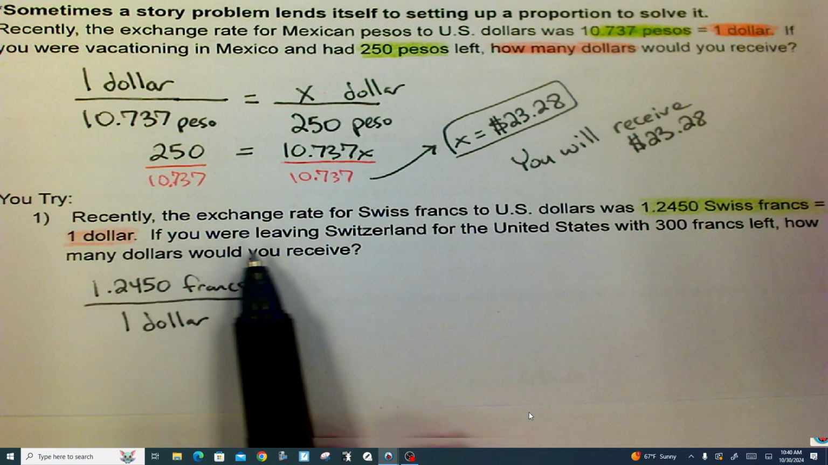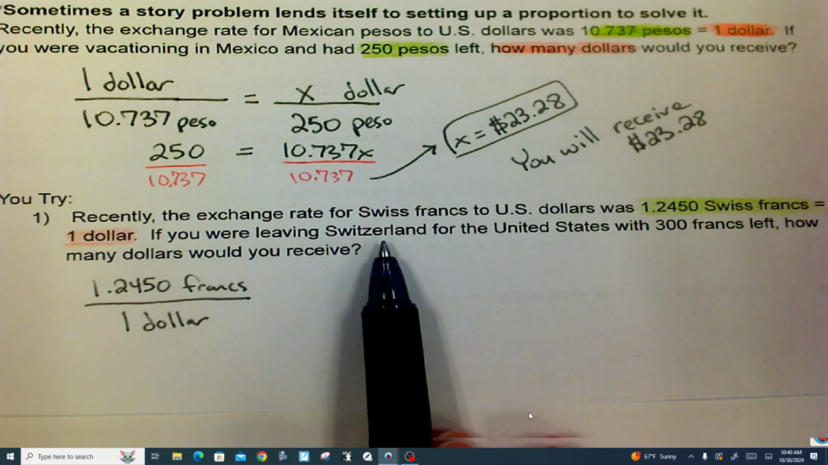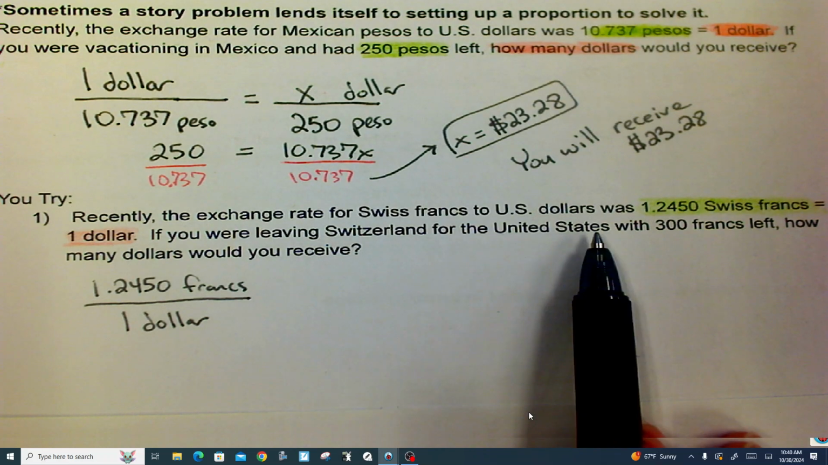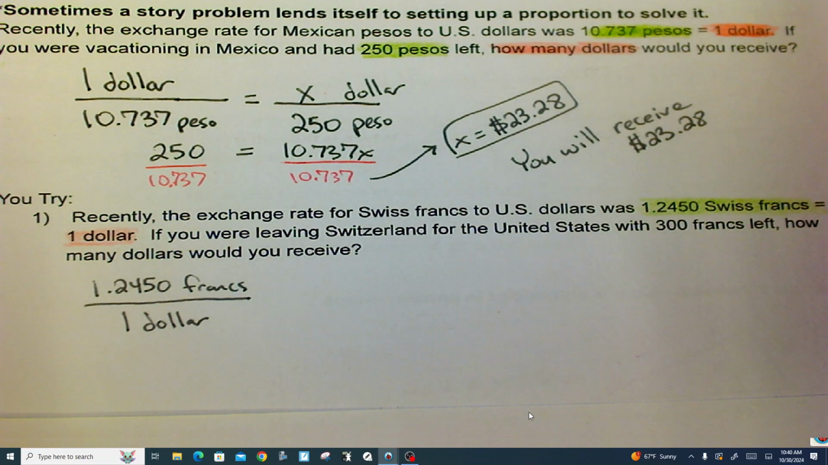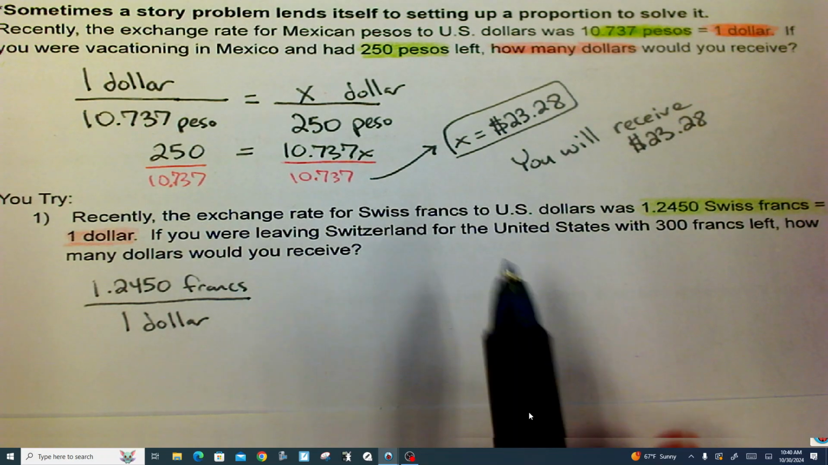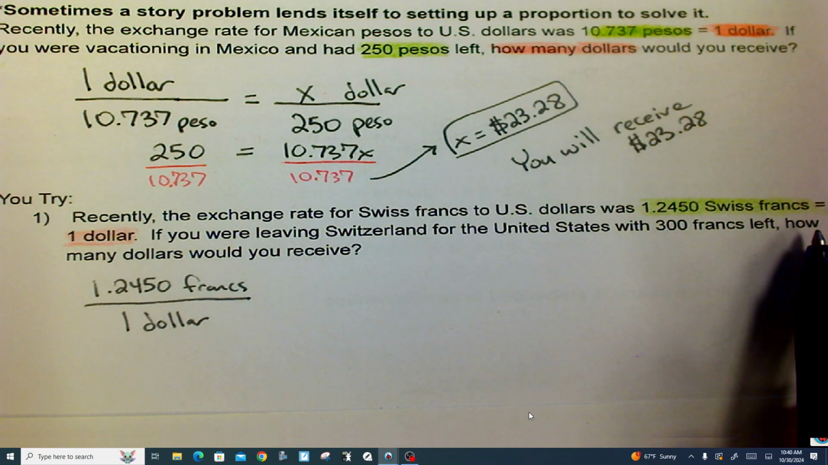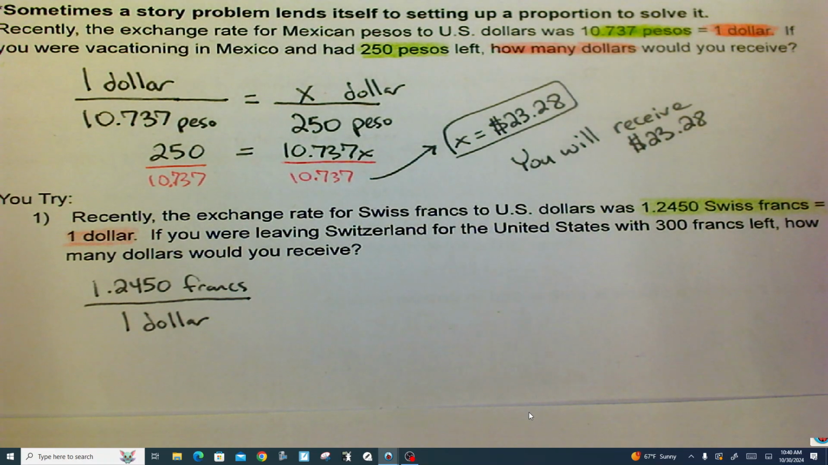Now it says if you were leaving Switzerland for the US with 300 francs left. So in other words, you were having a great time, you had some Swiss money, you were spending it like crazy, but when you got back to the stateside, you're like, oh, I still have these 300 francs in my pocket. They want to know how many dollars would you receive.